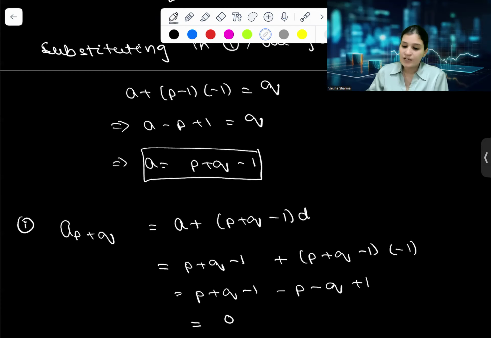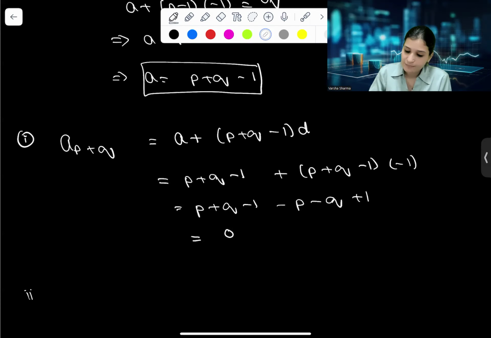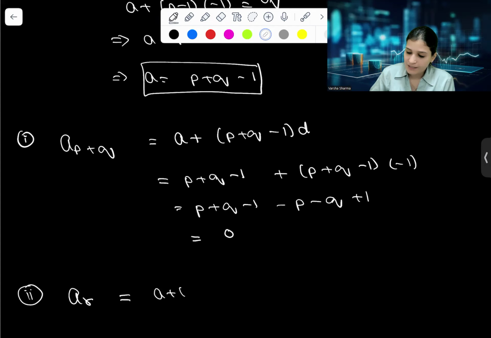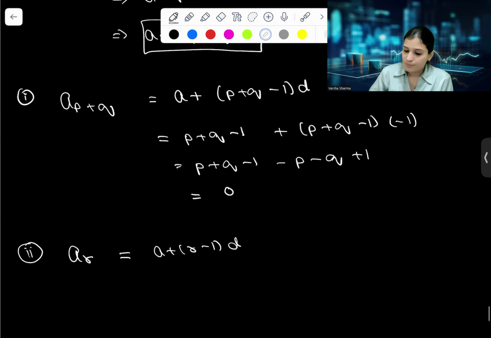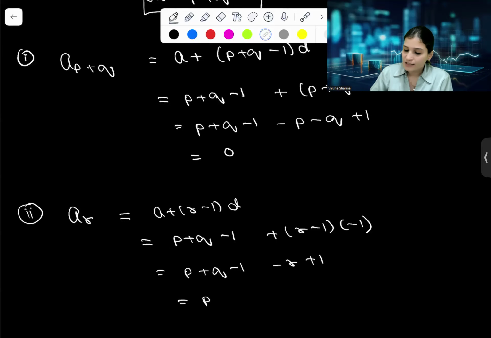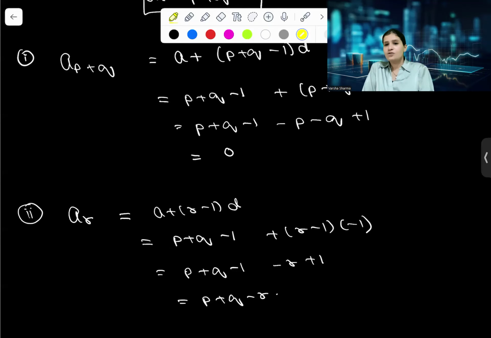No, ma'am. If they had asked us to find the rth term, what is the rth term? ar will be a + (r - 1)d. Put the value. a is p + q - 1, plus (r - 1) times d, which is -1. Minus r plus 1, the 1 gets cancelled. So it is p + q - r. Agree?